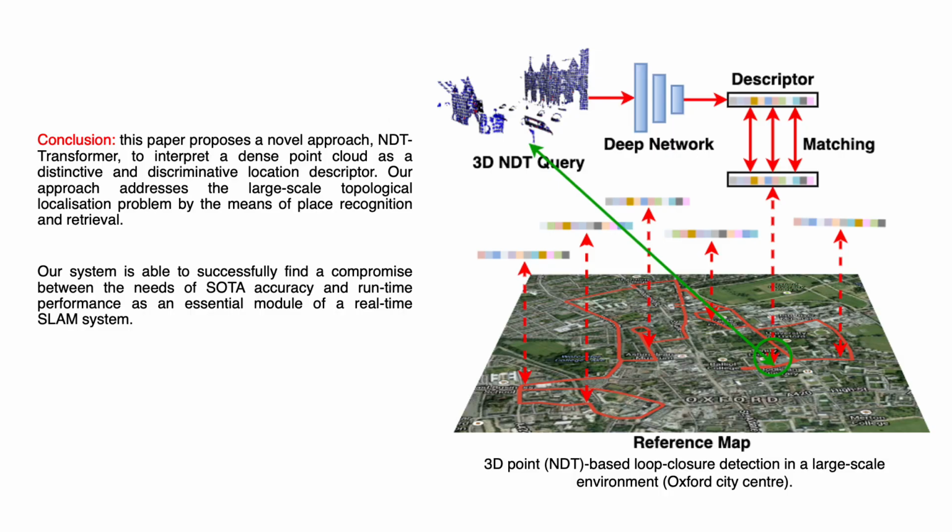In conclusion, this paper proposed a novel approach, NDT-Transformer, to interpret a dense point cloud as a distinctive and discriminative location descriptor. Our approach addresses the large-scale topological localization problem by means of place recognition and retrieval. Our system is able to successfully find the complement between the needs of state-of-the-art accuracy and runtime performance as an essential module of a real-time SLAM system.